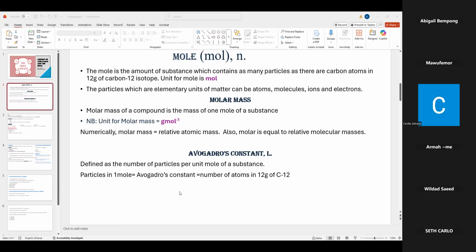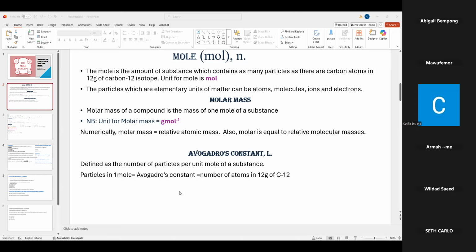Molar mass of carbon is 12. That is its relative atomic mass. So the molar mass of a compound is the mass of 1 mole of the compound. So if you have carbon dioxide, the molar mass of carbon dioxide is the mass of 1 mole of carbon dioxide. If you have ammonia, which is NH3, the molar mass of ammonia is the mass of 1 mole of ammonia.